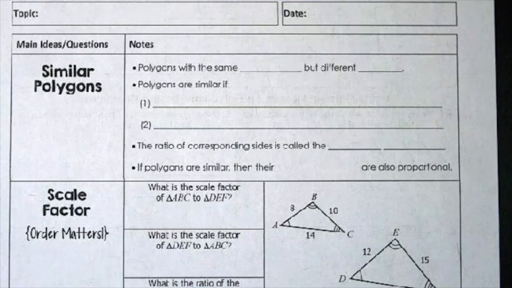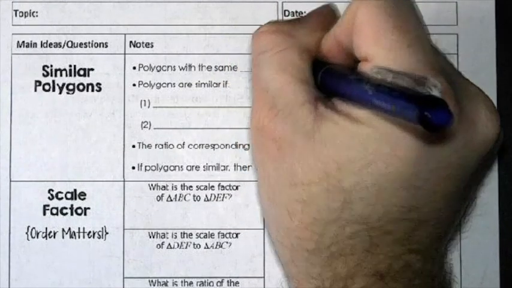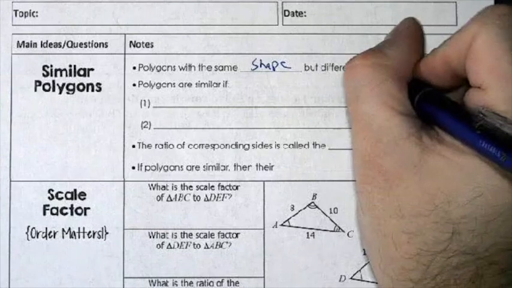In this lesson, we're going to talk about similar triangles and similar polygons. We've already talked about congruent triangles, and if you remember, in congruent triangles, the angles and the sides of two triangles were congruent. However, in similar triangles, that's not going to be the case. Similar polygons have the same shape, but a different size.